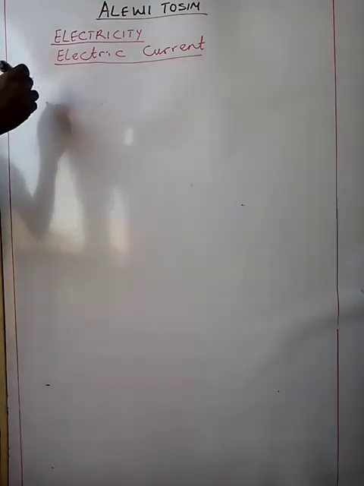We are taking electricity, under which we are talking about electric current. Firstly, what is current? Current is defined as the free flow of electrons in a circuit.